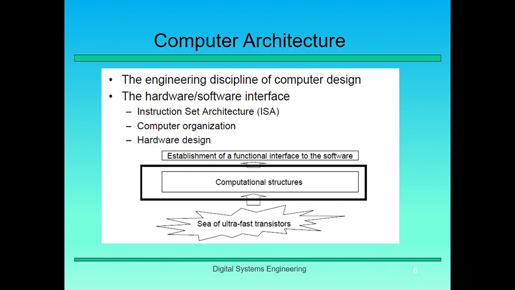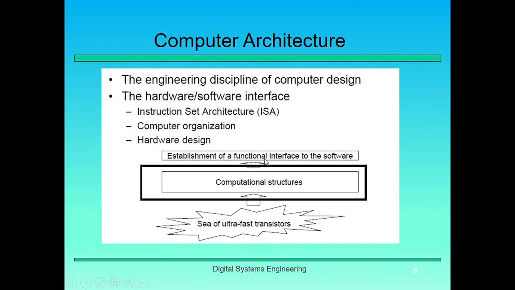So, computer architecture. In computer engineering, computer architecture is a set of rules and methods that describe the functionality, organization, and implementation of a computer system. Some definitions of architecture define it as describing the capabilities and programming model of a computer, but not a particular implementation. In other definitions, computer architecture involves instruction set architecture design, microarchitecture design, logic design, and implementation.